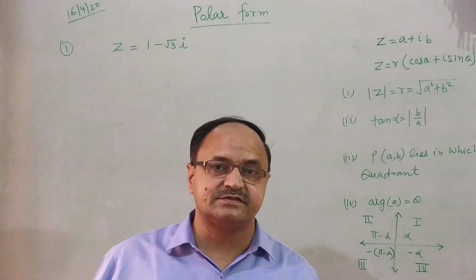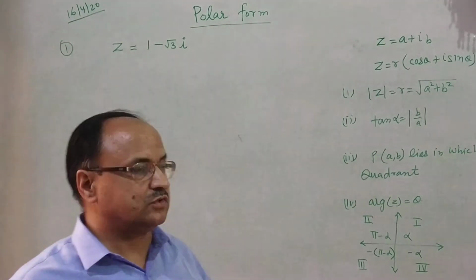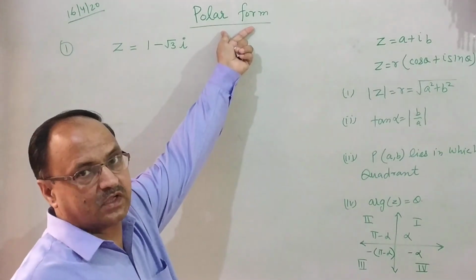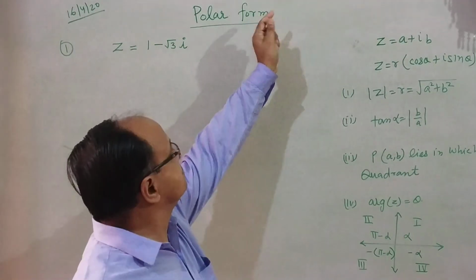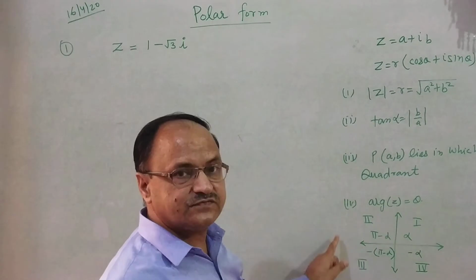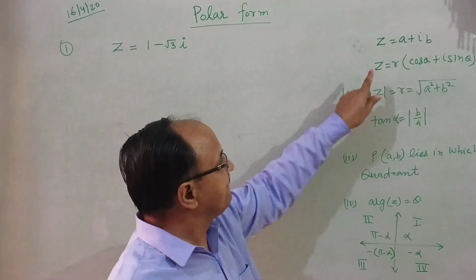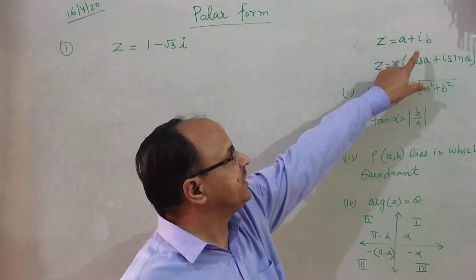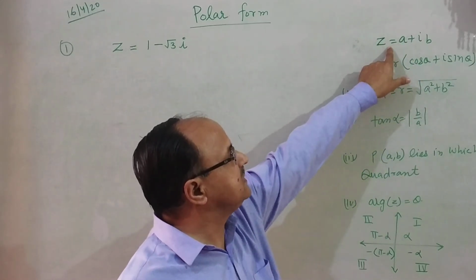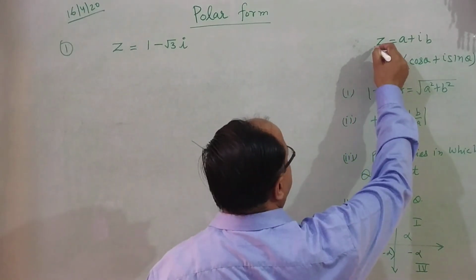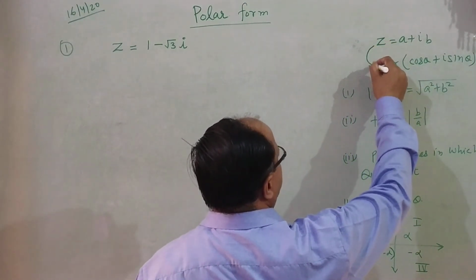Good morning, students. Today we solve problems based on the polar form. To solve questions related to the polar form, we use these 4 steps. This is the question: z is equal to a plus iota b, and we want to convert this form to polar form.